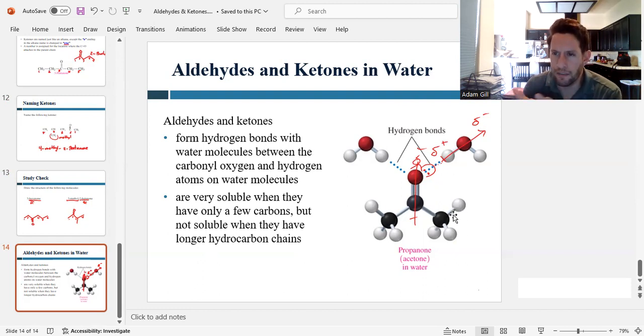And the same trend follows that we saw with alcohols. The more carbons, the less soluble. So aldehydes and ketones with only a few carbons are usually soluble in water. But if you get like 4, 5, 6 and more carbons on the chain, they tend to float and they stop mixing with the water. So smaller the carbon chain, the more soluble.